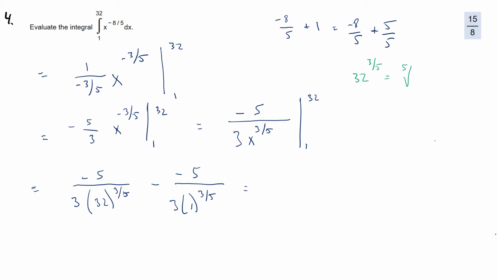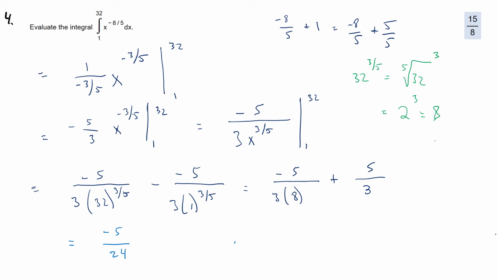I could put that in radical notation. And the 5th root of 32 is 2, and 2 cubed is 8. So 32 to the 3/5 power is equal to 8. So we have negative 5 over 3 times 8, plus 5 over 3 times 1 to the 3/5 power, which would just be 1. And so we have negative 5 over 24, right? 3 times 8 is 24.